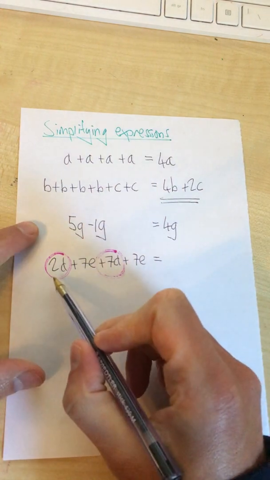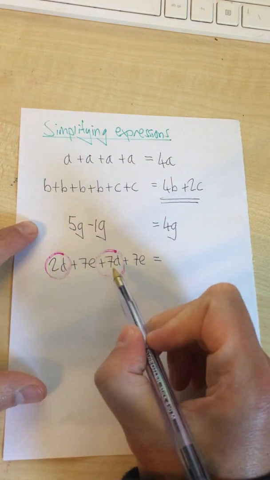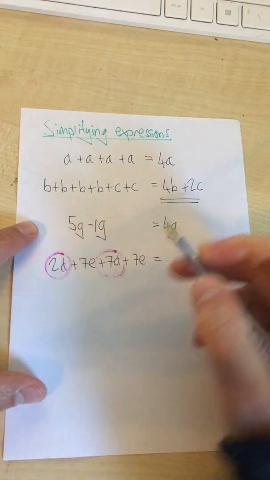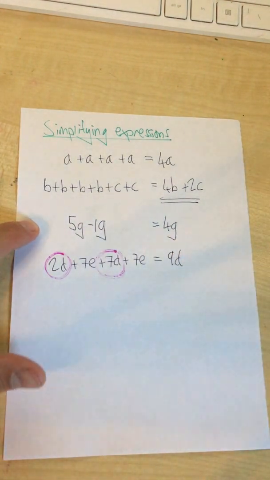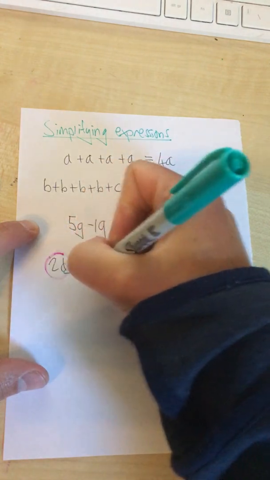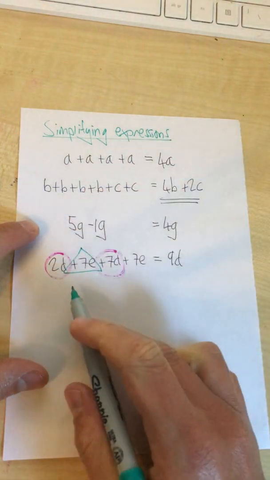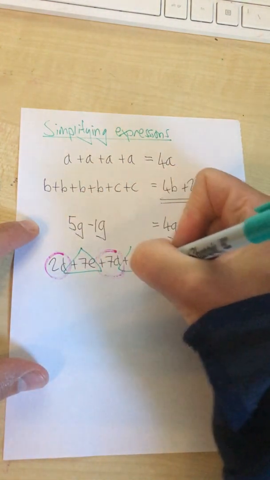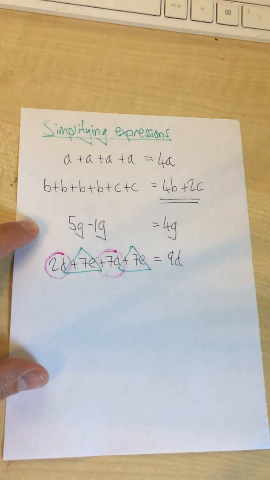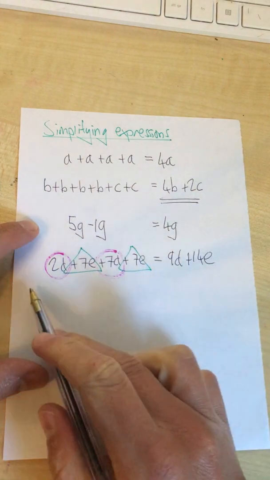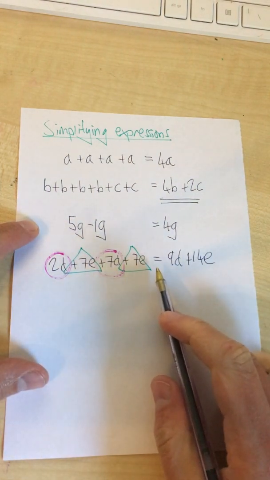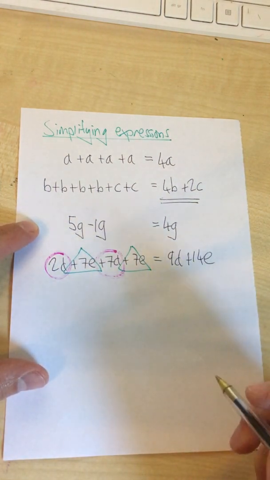Now I'm going to work out the total. 2D plus 7D. Well, that's 2 plus 7. That's 9D. The other terms, I'm going to use a different colour. I like to use a different shape as well. So I've got a plus 7E plus another 7E. So the total of that is 14E. So the left-hand side simplified becomes 9D plus 14E.